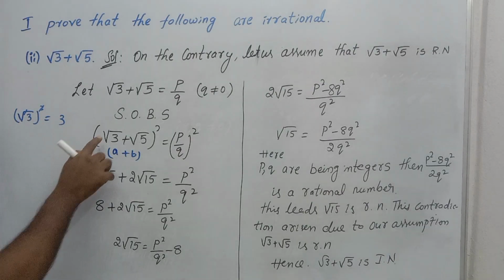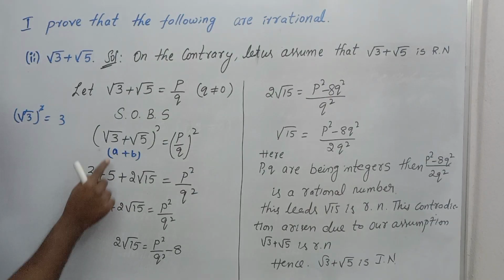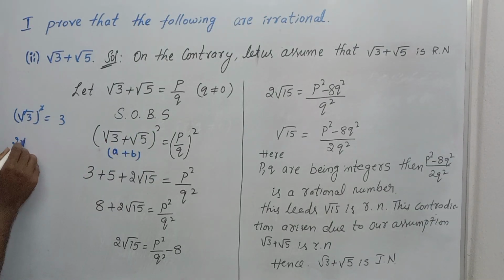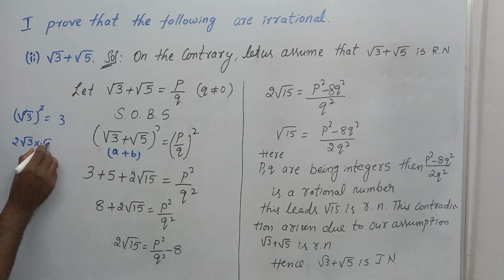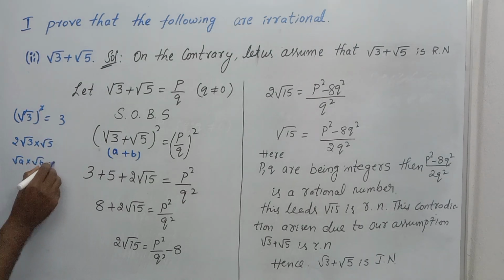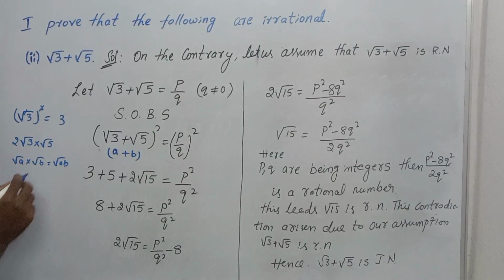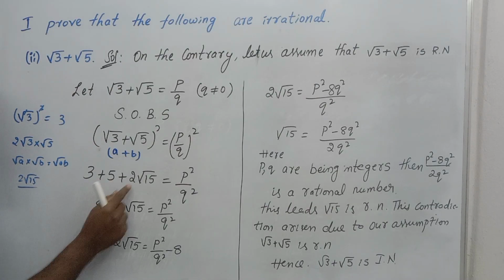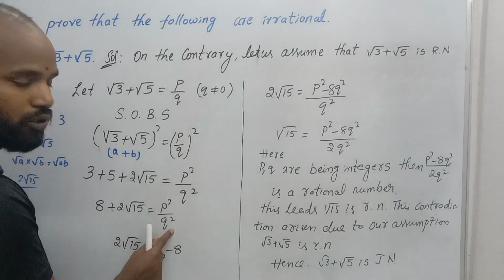Now a square plus b square plus 2ab, that is 2 root 3 into root 5. We know that root a into root b equals root ab is a formula, right? So here root 3 into root 5 is root 15, that is 2 root 15 I have written here. So p square by q square. Now 3 plus 5 is 8, so 8 plus 2 root 15 equals p square by q square.